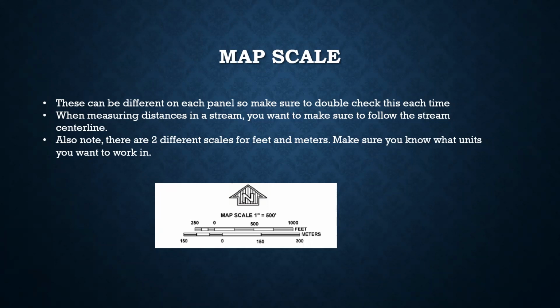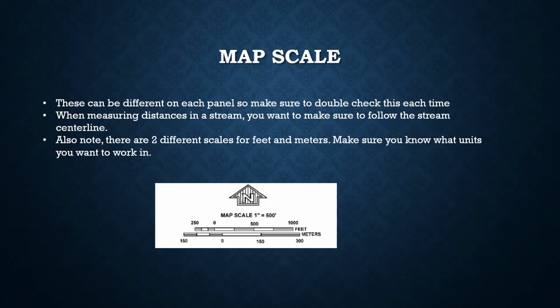When you're measuring a distance in a stream, which is usually what you're using your map scale for a lot, and trying to find a house, you want to make sure you're following the stream center line. And you can see that on a lot of detailed maps and also approximate A.